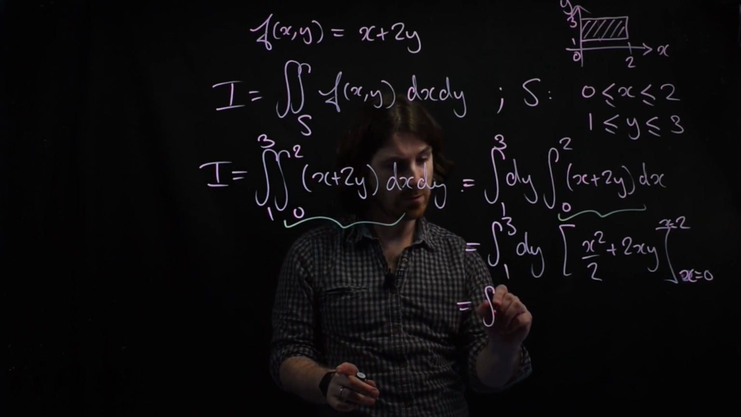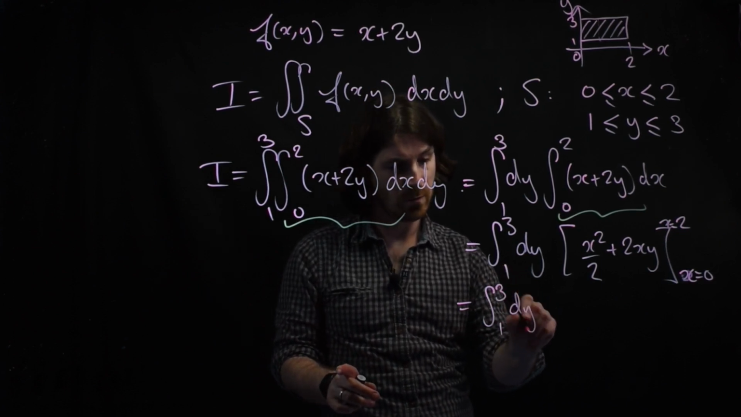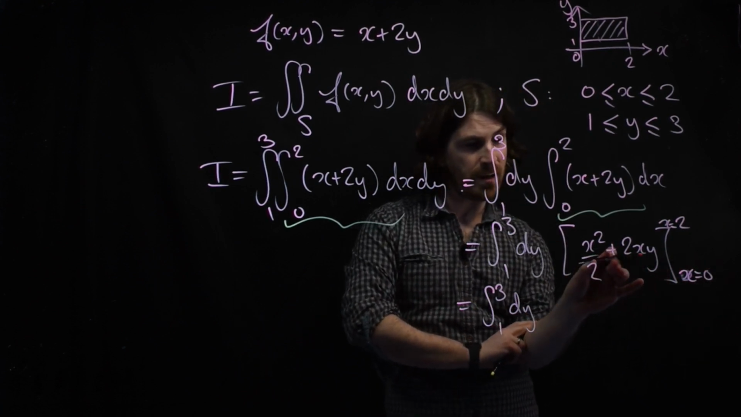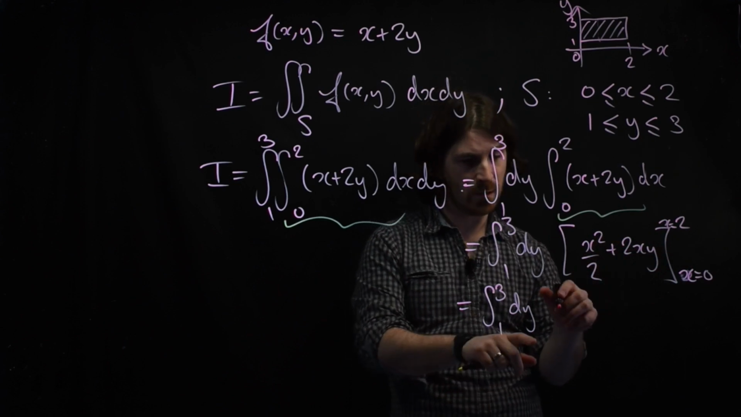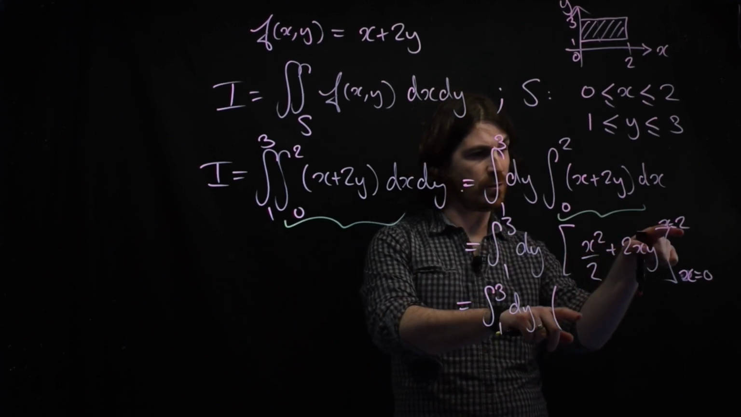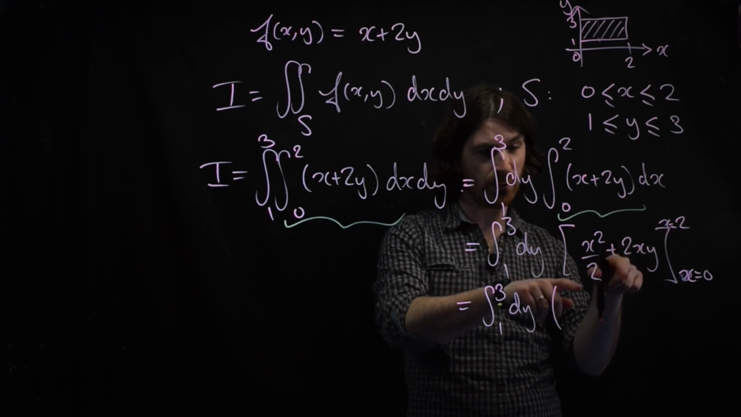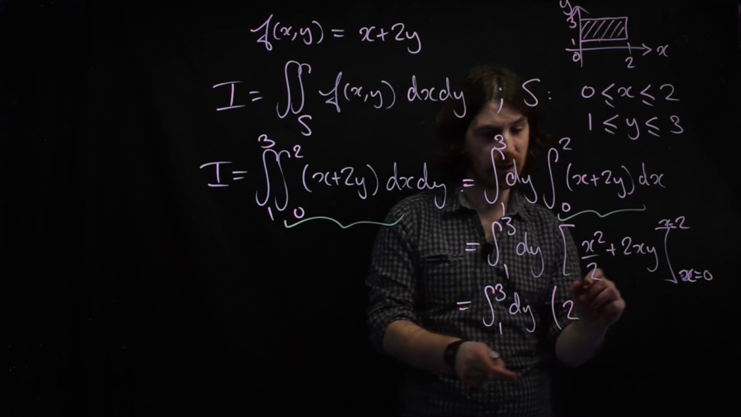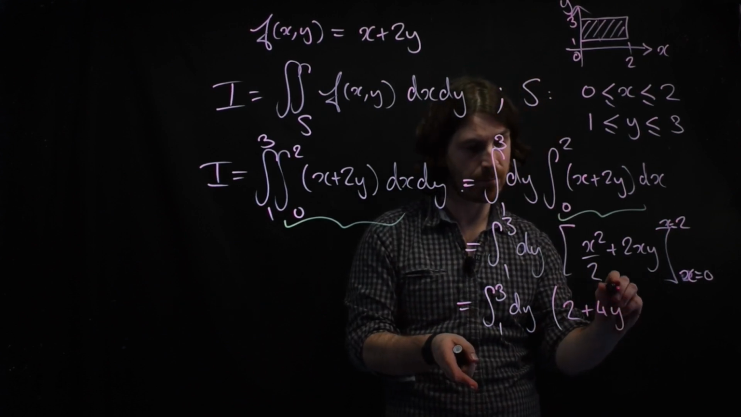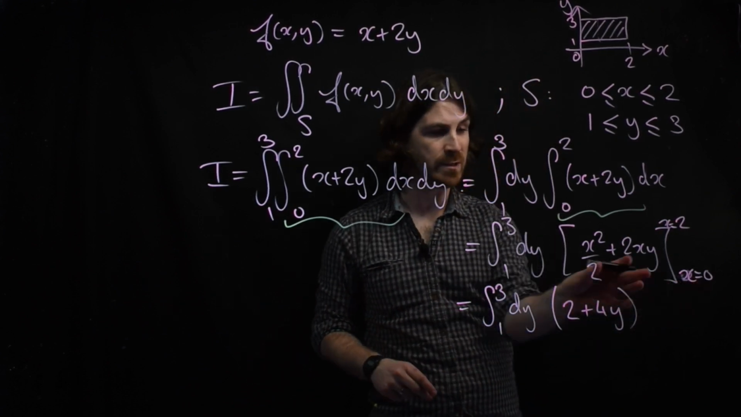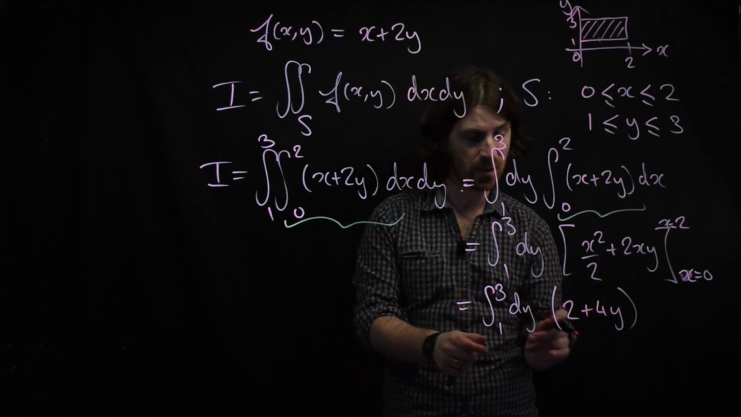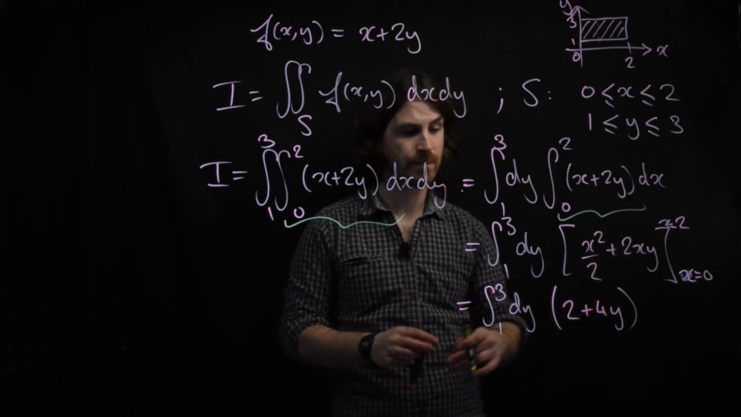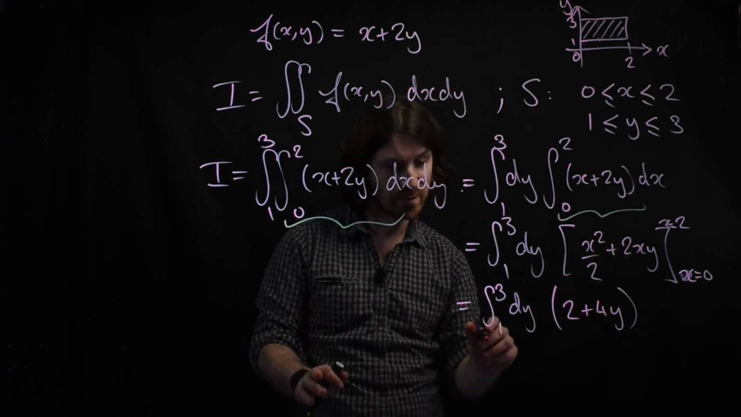So this equals the integral of dy between 1 and 3, and then this function is going to be a function of y after we put in the x limits. So it's x squared when x equals 2, so this is 2 squared, which is 4 divided by 2, so that's 2, plus 2 times 2y, 4y. And then when we put x equals 0, both terms go to 0. So this is our function, and you see it's a function of y. We've integrated out the x.